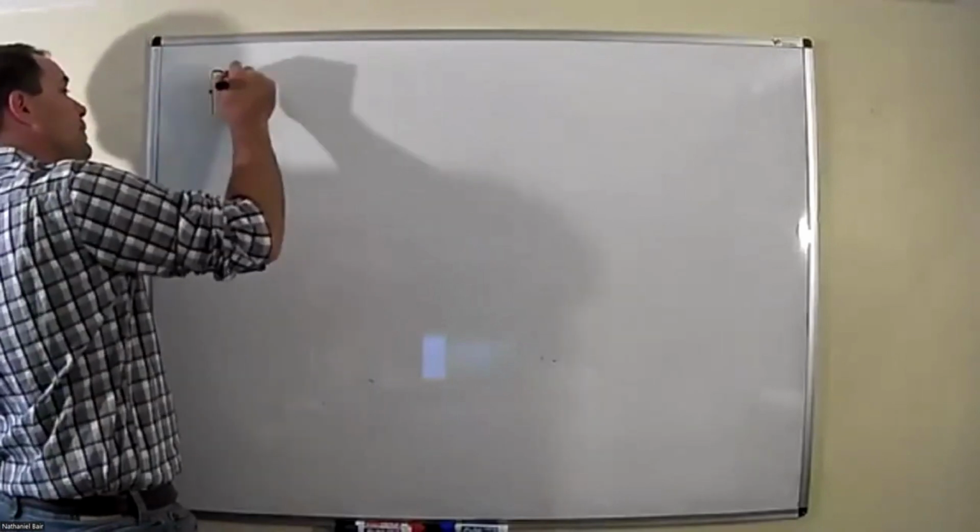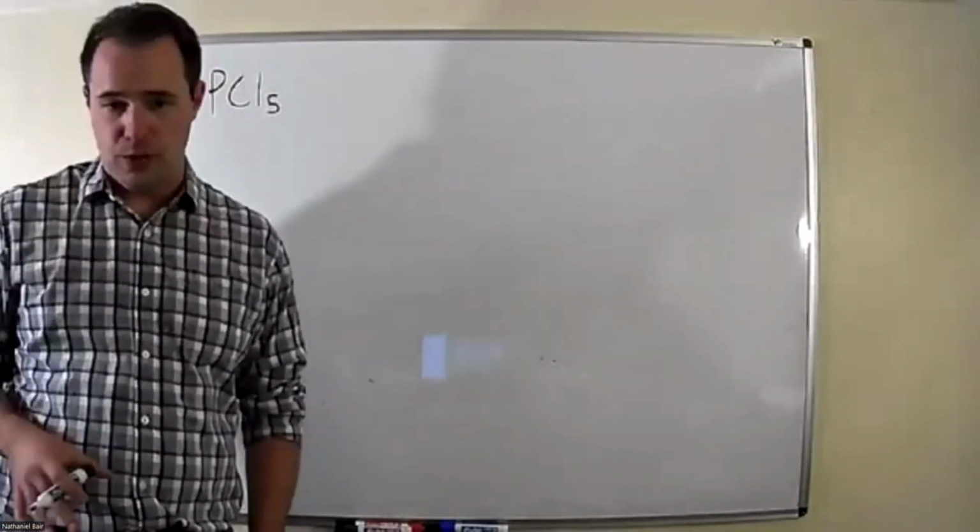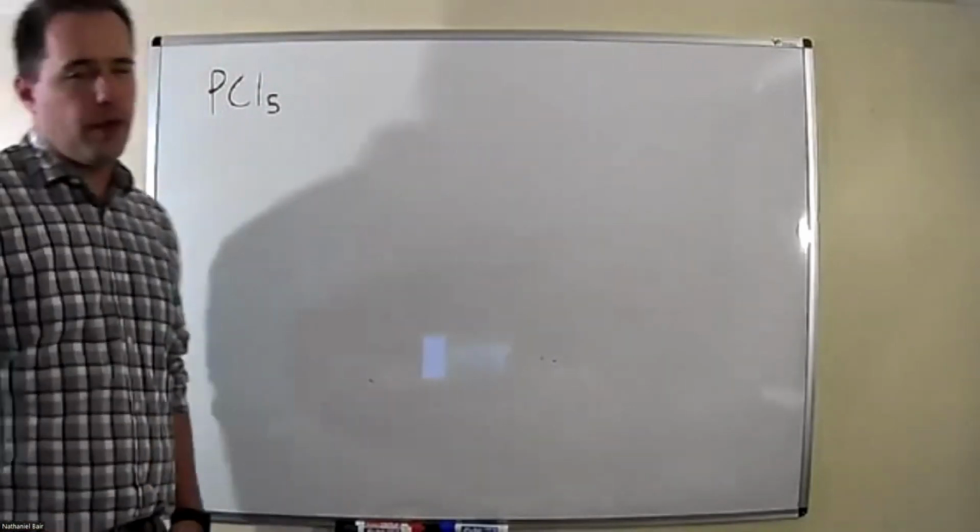Let's do PCl5. Here's what I want you to do. I want you to do a crappy Lewis structure. Then we're going to find it, and we're going to draw it better. Awesome.